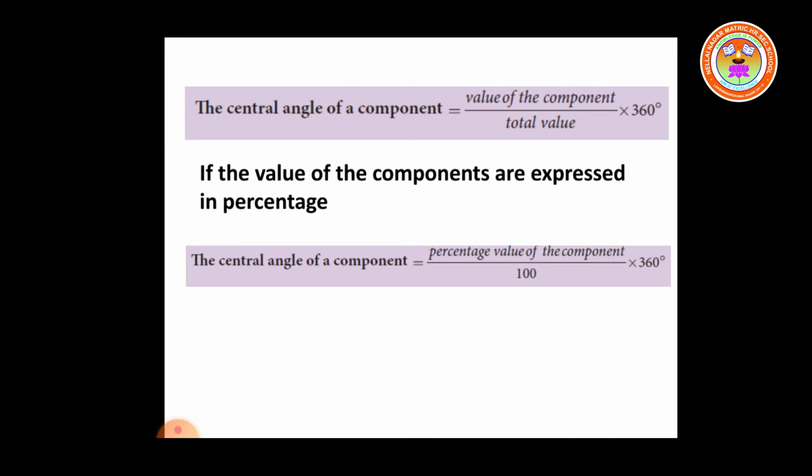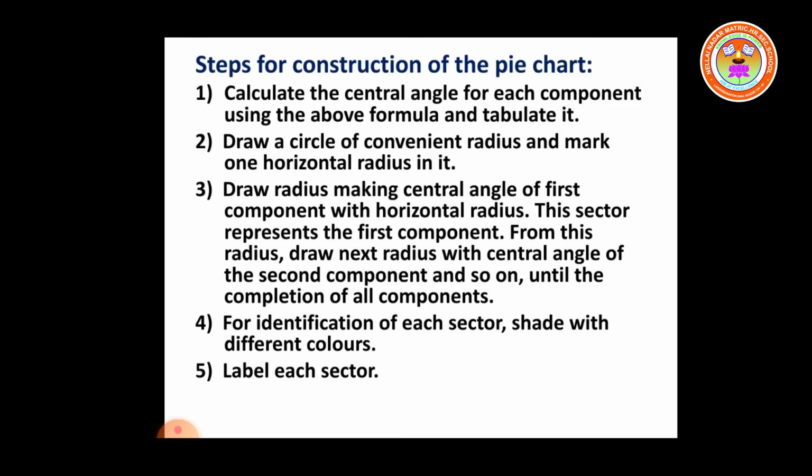So the first formula, you see, the central angle of a component equals value of the component divided by total value into 360 degree. If they are given in percentage, it means the total value will be 100. That only will be the change. Okay. Next one. Steps for construction of the pie chart.